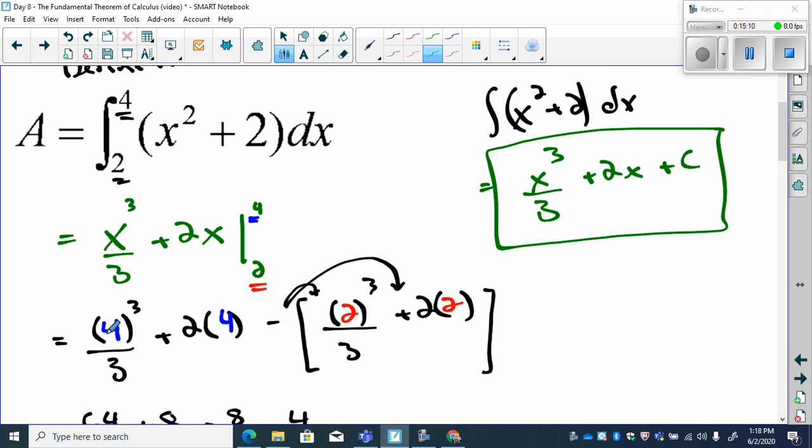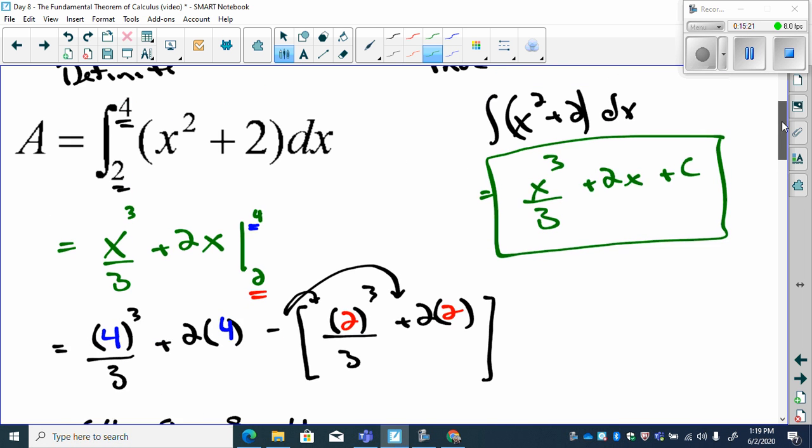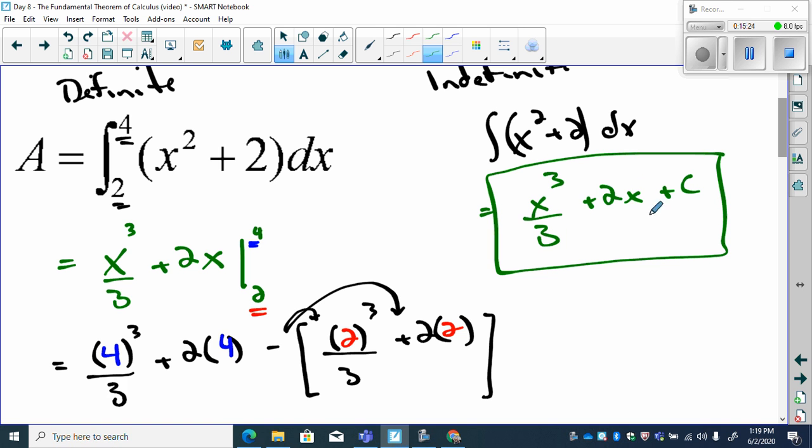I would not have to evaluate capital F at b and then subtract capital F at a like I do with the definite integral, and I would get this particular number. Remember, that number represents the area under the curve. This represents all functions whose derivative is equal to x squared plus 2. Okay, and you could prove that's true. Like I said, they are inverse operations. If you took the derivative of 1/3 x cubed, you'd get 1/3 times 3 would give you 1 x squared. The derivative of 2x would be 2, and the derivative of the constant would be 0. It would bring me back there.